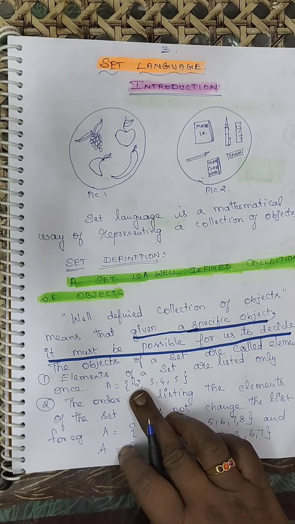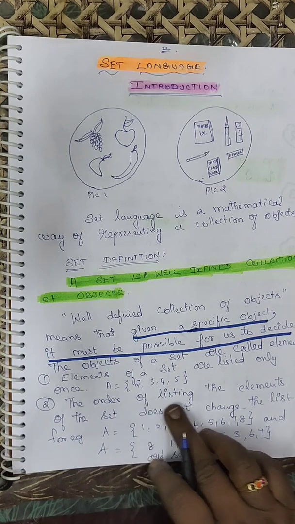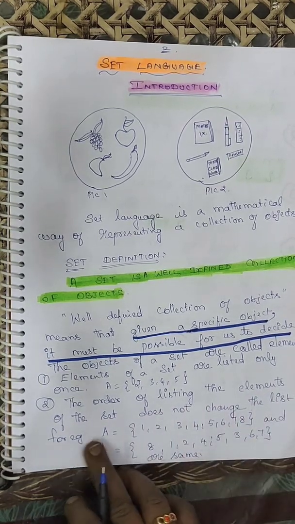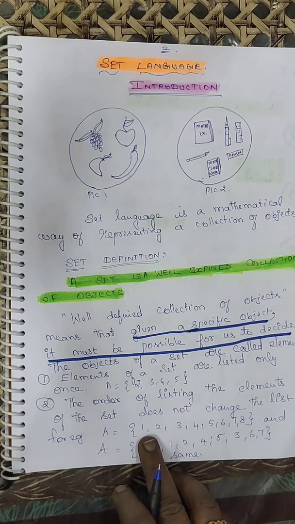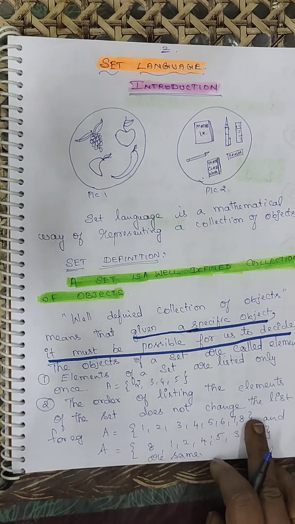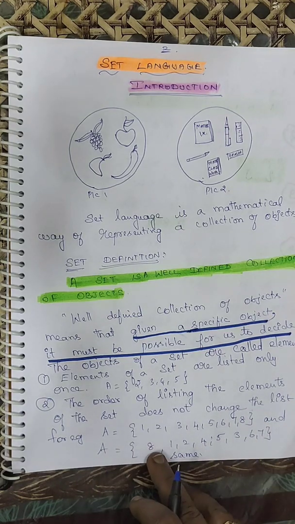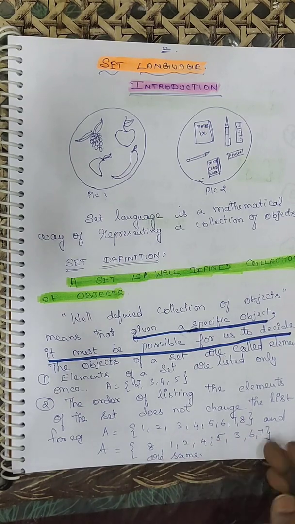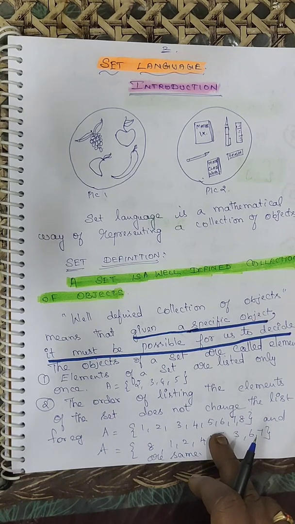The elements come only once. The order of listing the elements of a set does not change the set. For example, in the set A, we have listed 1, 2, 3, 4, 5, 6, 7, 8. In the second set A, we have listed 8, 1, 2, 4, 5, 3, 6, 7. Both are the same. Even if the order is changed, both the sets are the same.